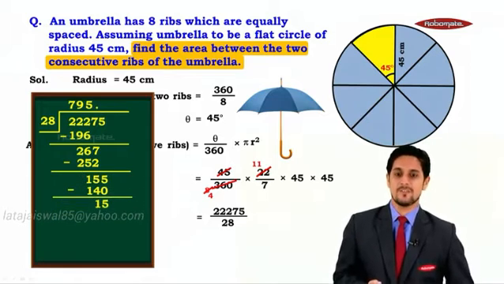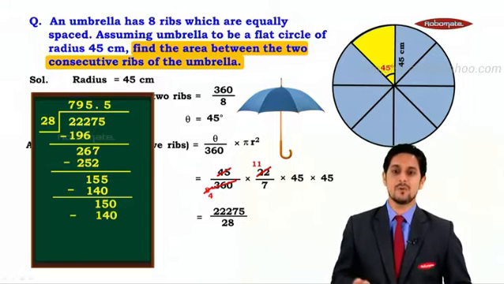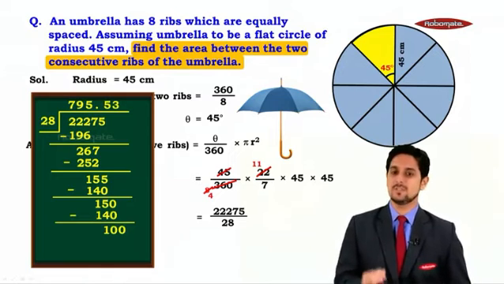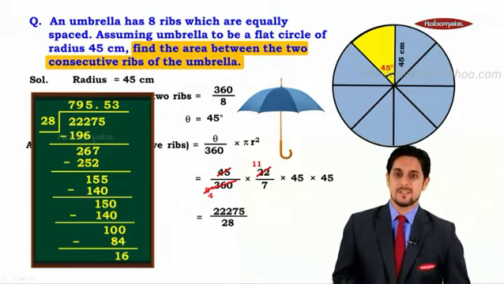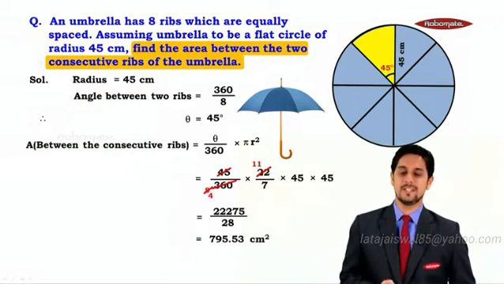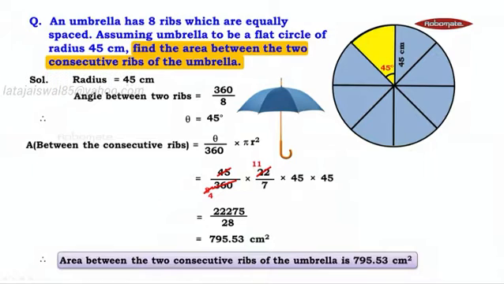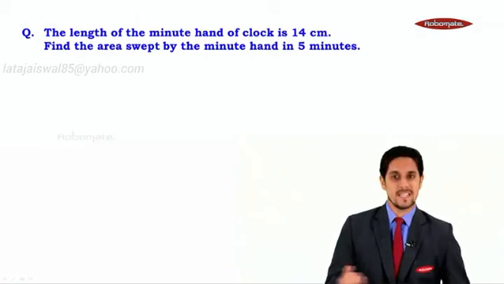Putting a decimal, we have 150. Now we have 28 into 5 as 140. The remainder now is 10. Again having 0, we have 100. So we can say 28 into 3 times is 84. The final remainder is 16. So we can say the answer comes out to be 795.53 centimeters square. And we have the answer as the area between the 2 consecutive ribs of the umbrella is 795.53 centimeter square.